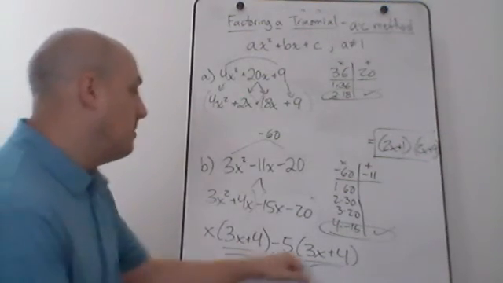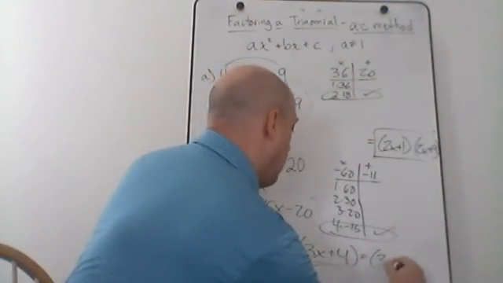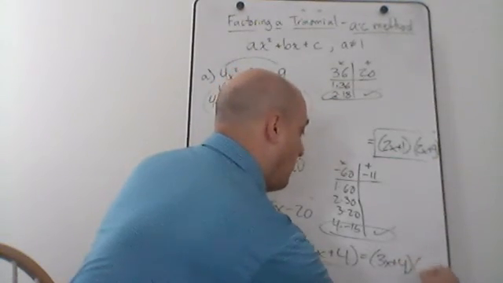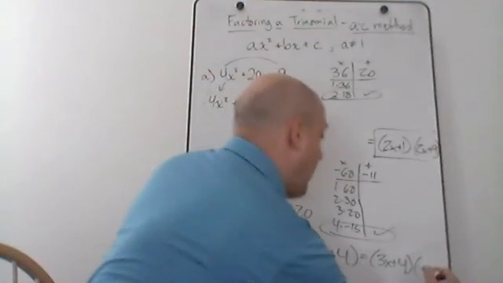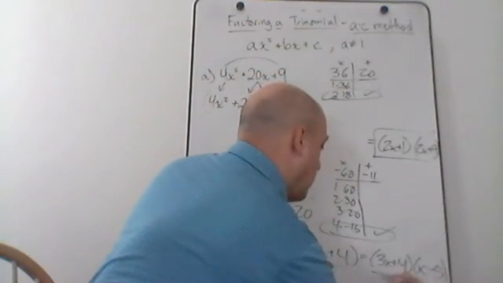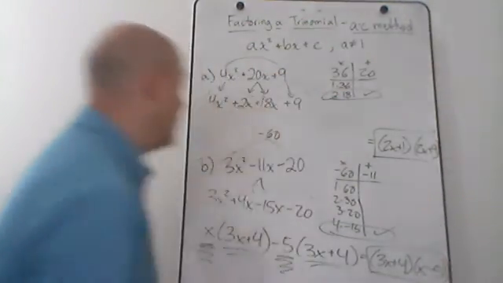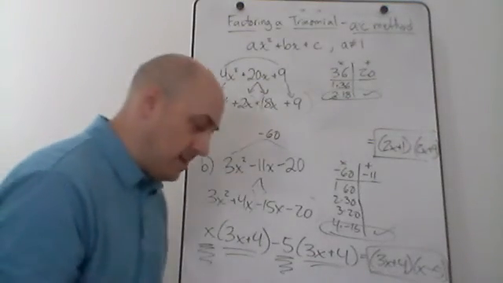All right, so since those 2 parentheses match, they make up one of my factors, which is 3x plus 4. The other factor is the stuff that we pulled out, the x and the minus 5. All right, and there's our factoring of 3x squared minus 11x minus 20.